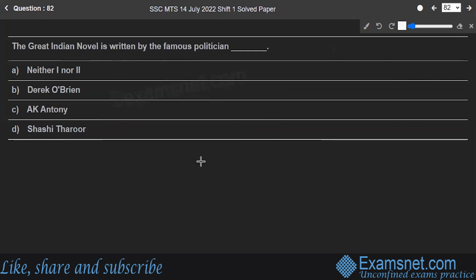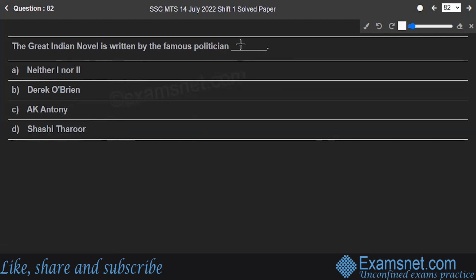Next question, number 82. The Great Indian Novel is written by the famous politician, neither one nor two. Okay, Derek O'Brien, A.K. Antony, or Shashi Tharoor. Well, neither one nor two, this is not any order. Anyways, let's talk about the listed options. The correct answer to the question is Shashi Tharoor.